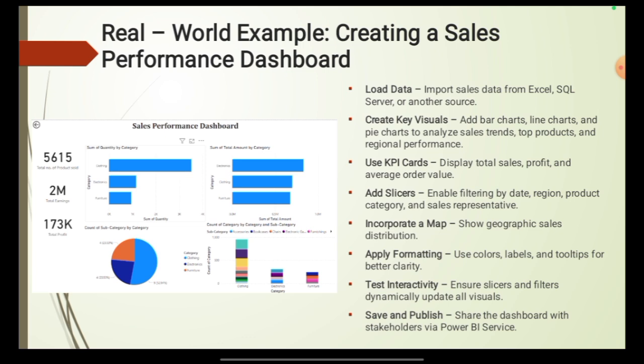The provided image shows a sales performance dashboard in Power BI. It includes key performance indicators such as total products sold, total earnings and total profit on the left. The top row has bar charts showing the sum of quantity and total amount by category. Below, a pie chart shows the count of subcategories and a stacked bar chart displays the count of categories by subcategory, giving a detailed breakdown of sales performance. So that is everything we can say as per the details mentioned over here. Now we will move towards the next discussion part.